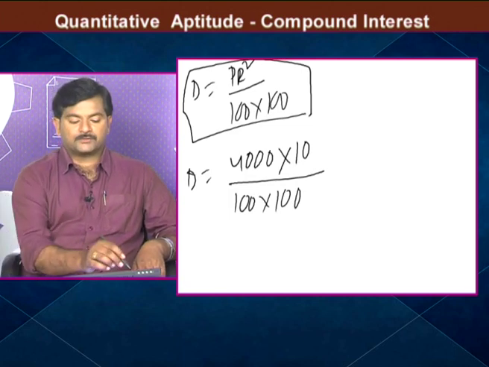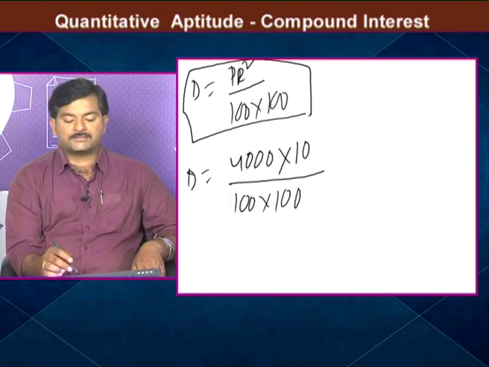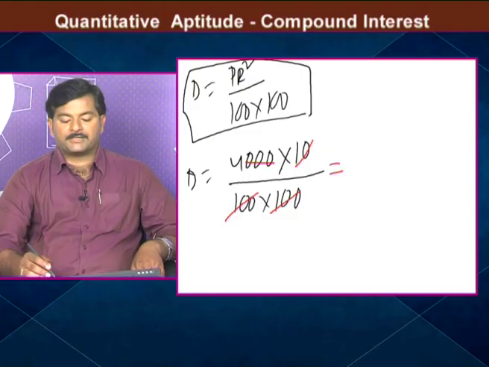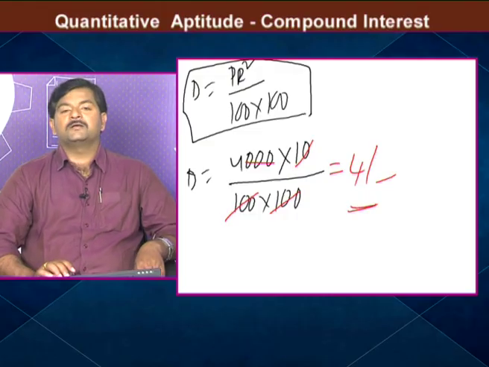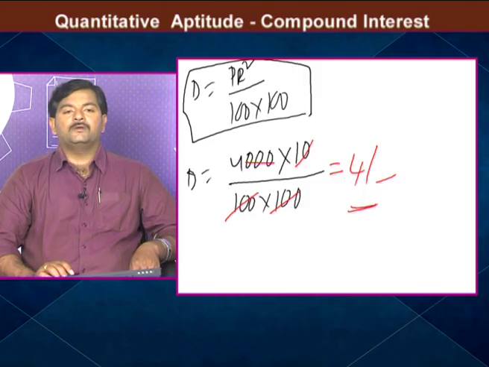So simplification: the zeros get cancelled, the 4 zeros cancelled. What am I getting as the total amount? The difference is equal to how many rupees? I am getting it as 4 rupees. The formula is D is equal to PR square by 100 into 100.